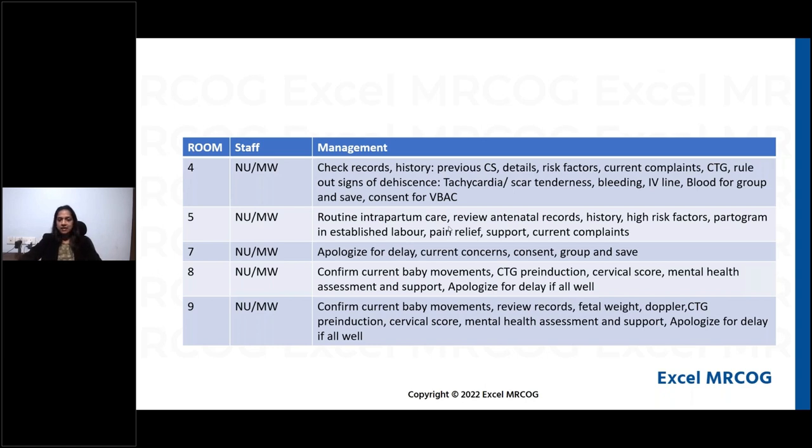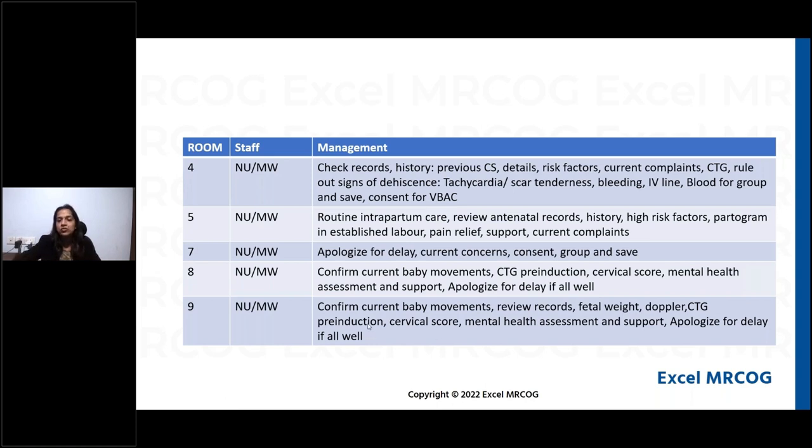Okay, then there is another room. Room 5 was the room where you said in labor, no high risk factors. You just say routine intrapartum care. If you think you have time, you can say review antenatal records, history, high risk factors not there, partogram in established labor, pain relief support, and check for any current complaints. These are the things in labor, okay?